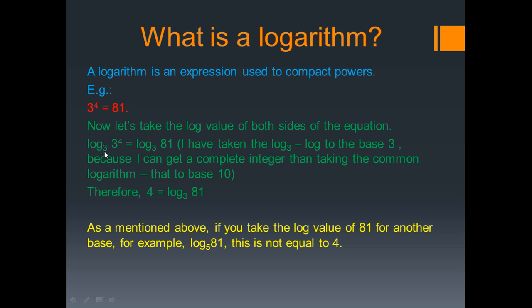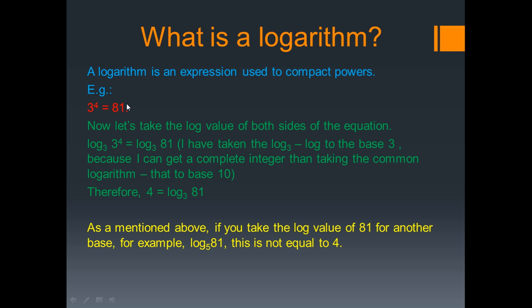So in this example I have taken logarithm 3 from both sides. If I take log 3 from both sides, that will be log 3 of 3 to the power 4, and that will be equal to log 3 of 81. As in the case of doing operations on equations, if you take logarithm on one side of an equation, you have to take it on the other side as well. So that's what I have done here. I have used log to the base 3 because I can get a complete integer, rather than a common logarithm or base 4. I'll explain that when I explain the basic rules of logarithms.